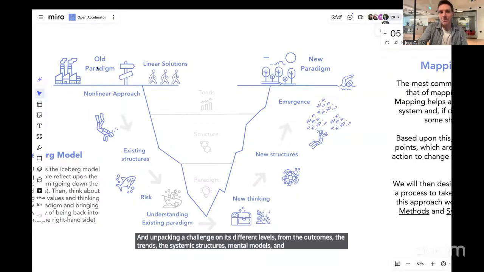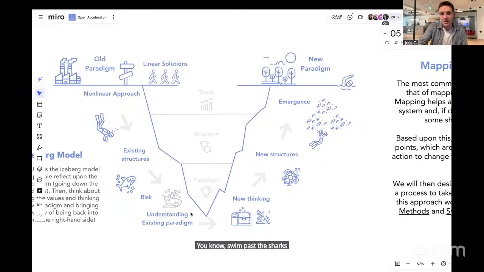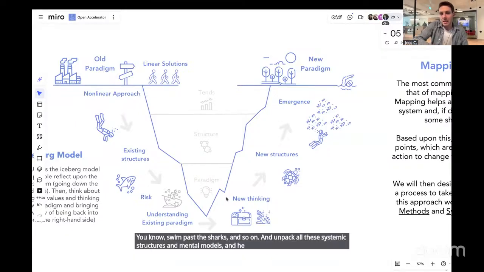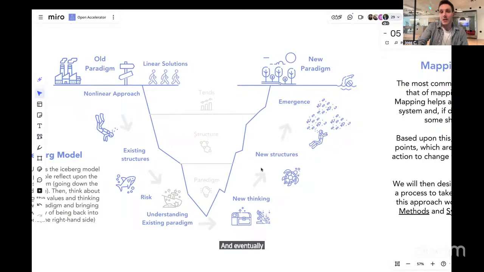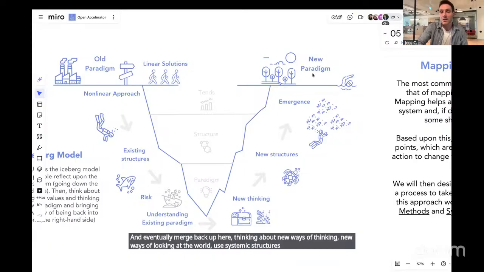And he's saying to get from the old paradigm to the new paradigm, you can't just walk across a bridge here. That'd be the linear kind of thinking, where we can plan it all out. You've actually got to go all the way down this big scary place down here, swim past the sharks and so on, and unpack all these systemic structures and mental models. You download all of that, then try to shift the paradigm, let go of that, and think about what's the new paradigm here, and eventually emerge back up here, thinking about new ways of thinking, new ways of looking at the world, new systemic structures, and ultimately arrive at a new paradigm. It's a long journey, but that's what he's considering with Theory U.